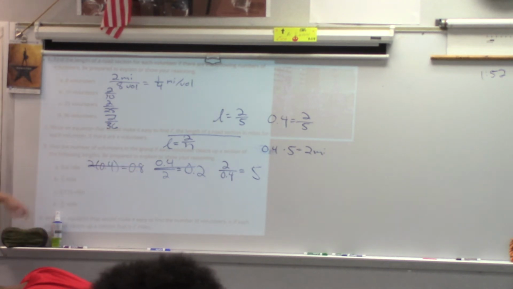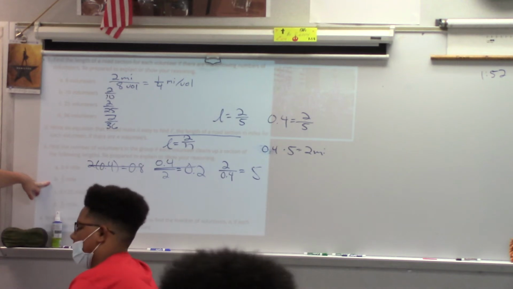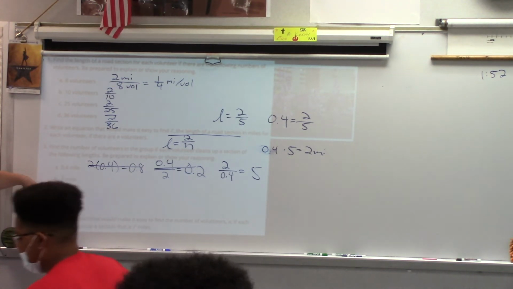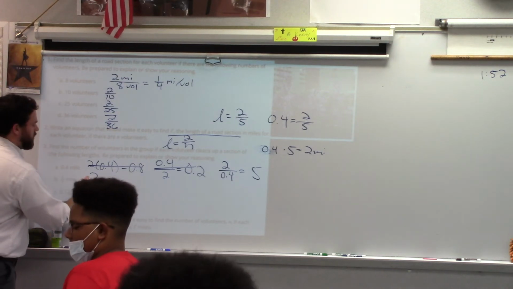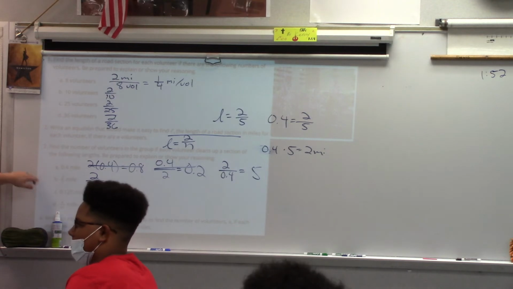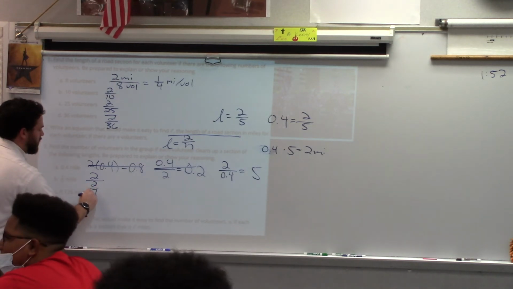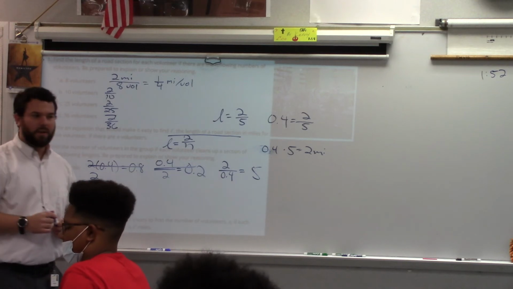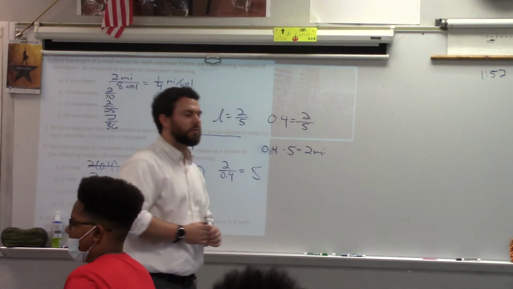Okay? So then what am I going to do here in B? That's 2 divided by 2 sevenths. I want everybody to type in 2 divided by 2 sevenths in the calculator right now.